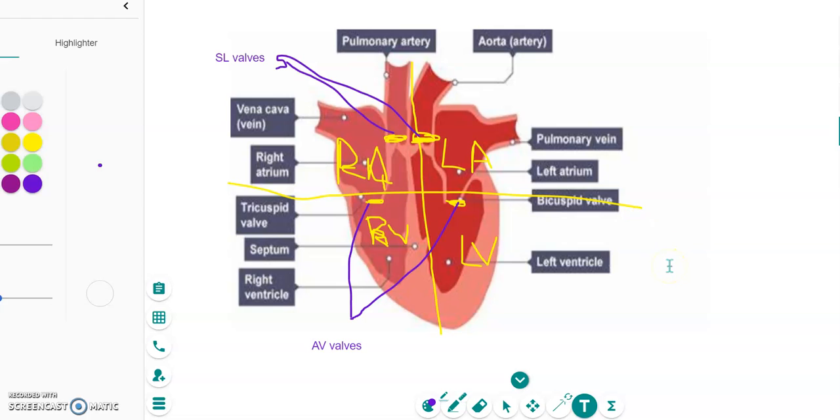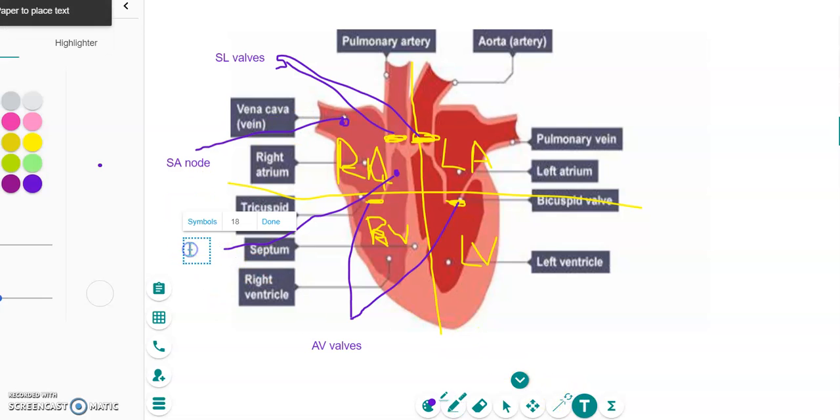I think one last thing to note is that the heart has pacemakers which control and regulate its beating. So we have a pacemaker here and a pacemaker here. Okay, and this one is called your sinoatrial node, or your SA node. And this one, which is close to the septum of the heart, is your atrioventricular node, or your AV node.